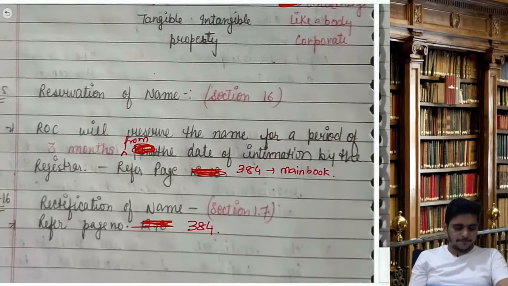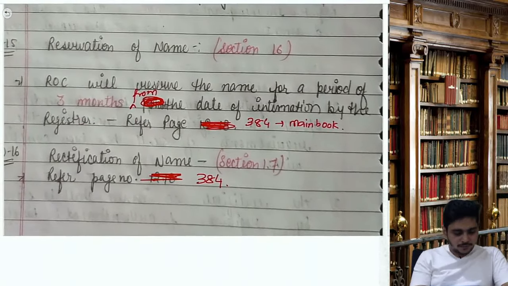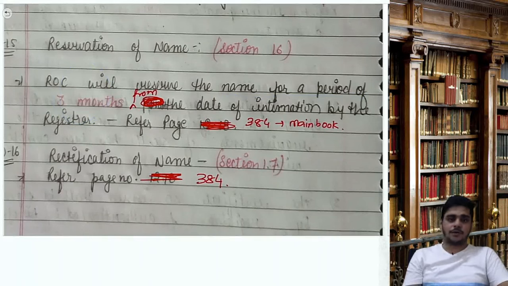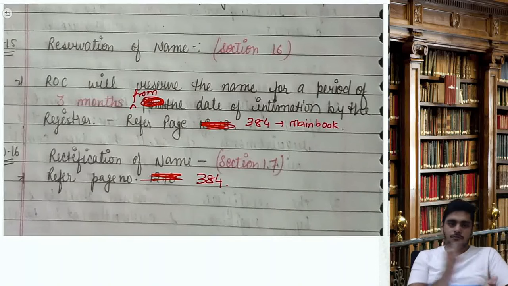Then, reservation of name. A few sections you just have to read from the book. ROC will preserve the name for a period of how many months? 3 months from the date of intimation by the ROC. So from the time ROC informs you that this name is available, it will preserve the name for 3 months. Module and book people, read it.